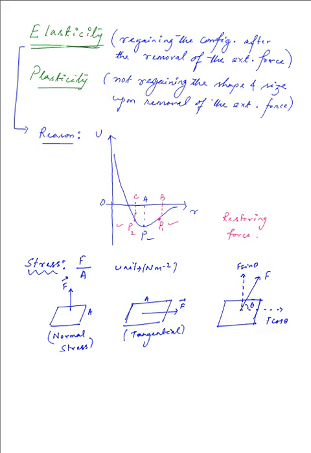Now the normal stress is of two types. It can be compressional when it is trying to compress or decrease the length as well as the area or the volume of the body, while there is another stress called the tensile stress. The tensile stress results in the increase in length or volume of the body. So this can be further subcategorized into the compressional and the tensile. So that's more or less about the stress.